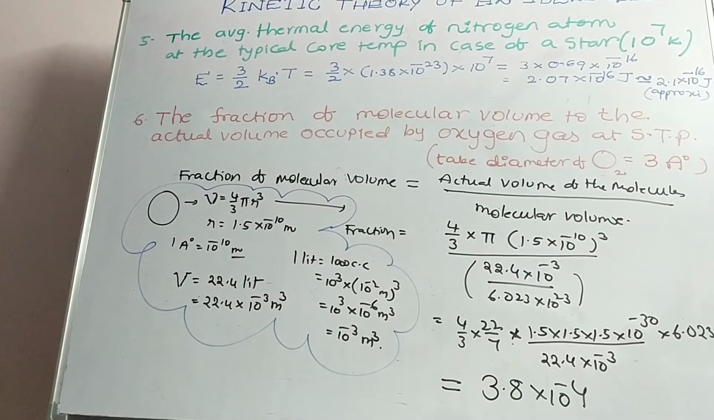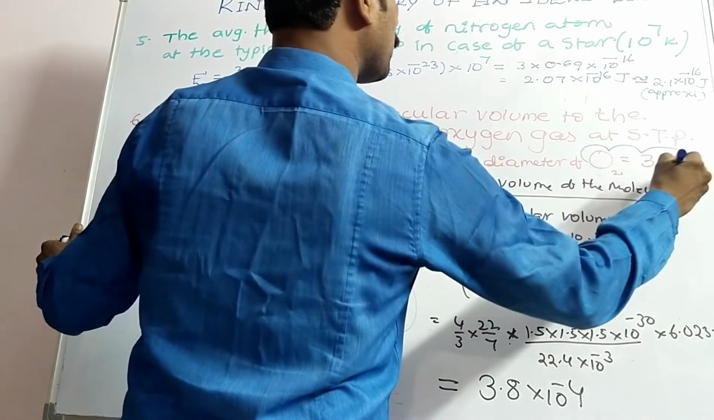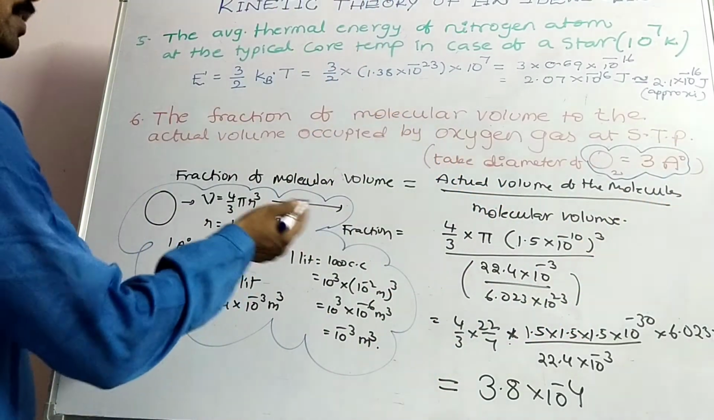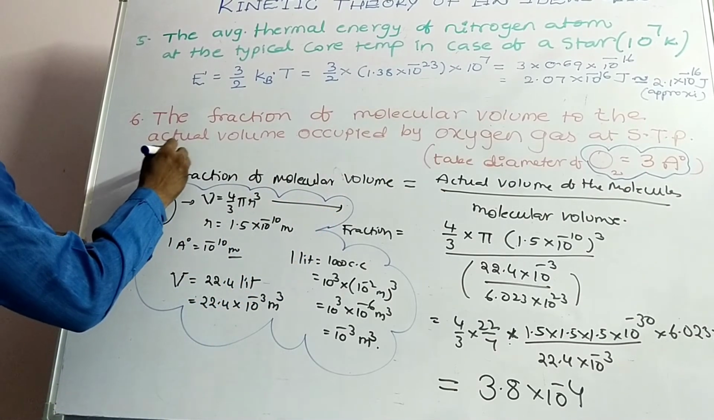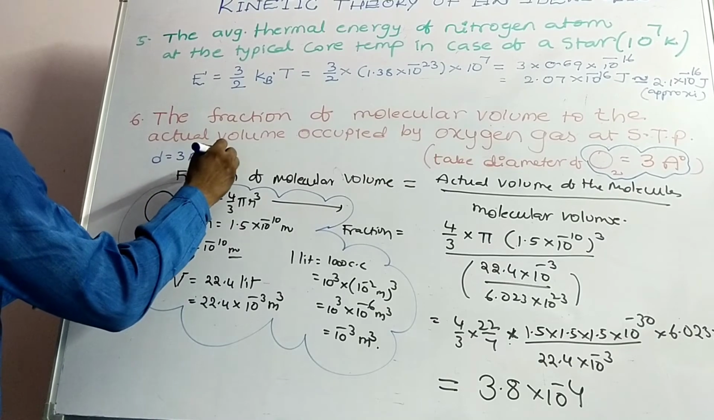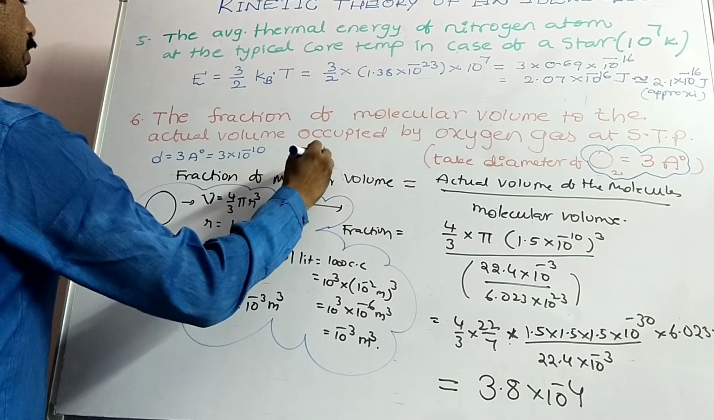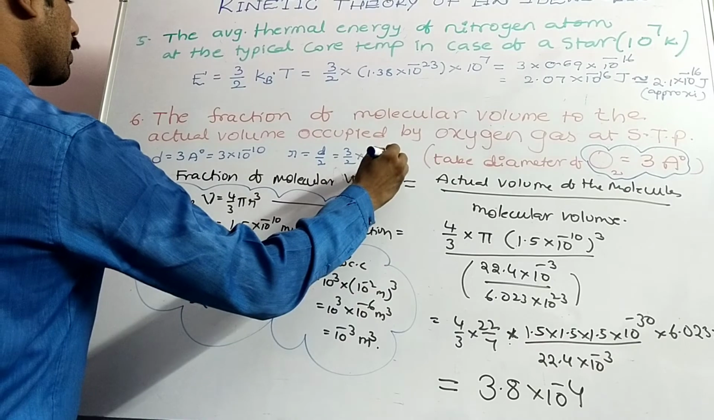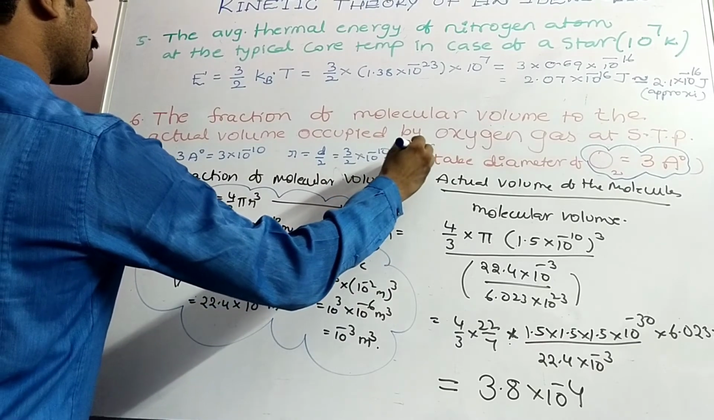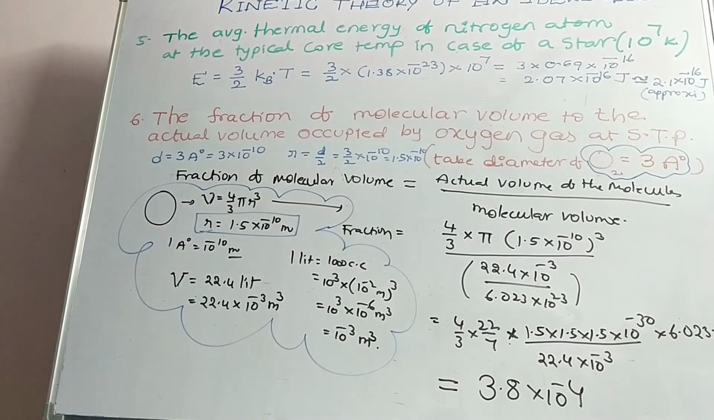So actually here we are provided with oxygen, 3 angstroms. That's why I am writing here O2 diameter D is equal to 3 angstroms given, that is equal to 3 into 10 power minus 10. For that radius R is equal to D by 2, that is equal to 3 by 2 into 10 power minus 10, that is 1.5 into 10 power minus 10. That's why R value is taken as 1.5 into 10 to the power of minus 10 meter.